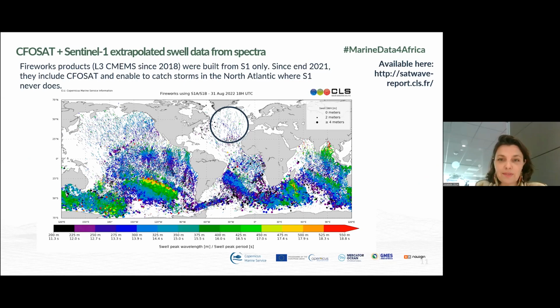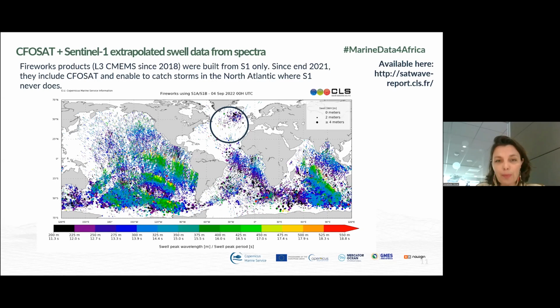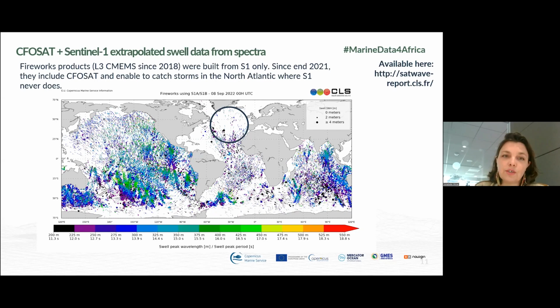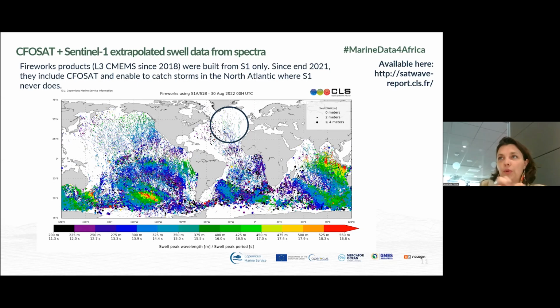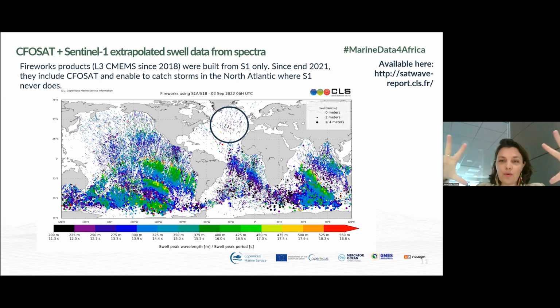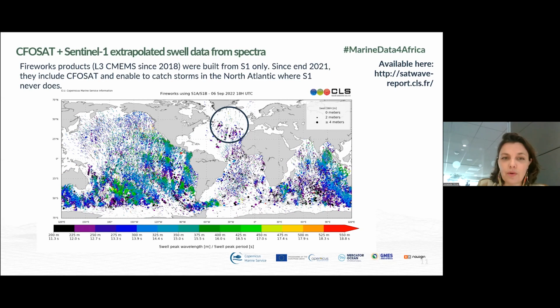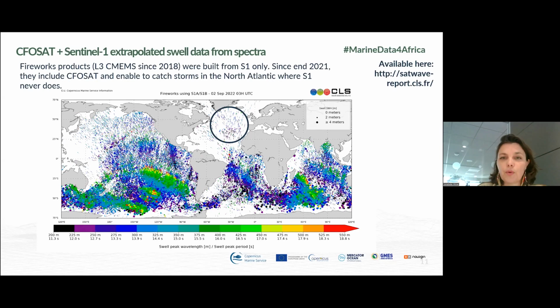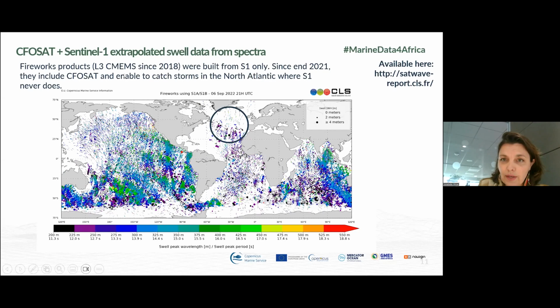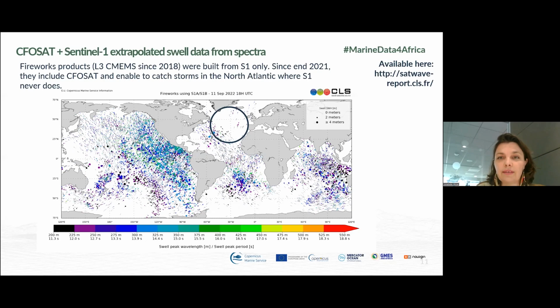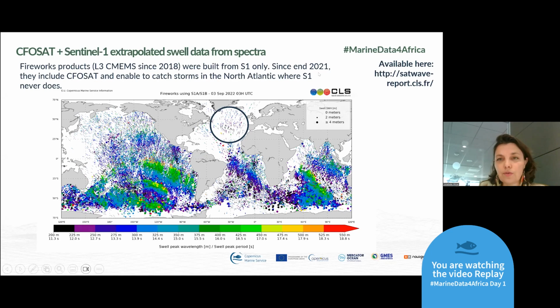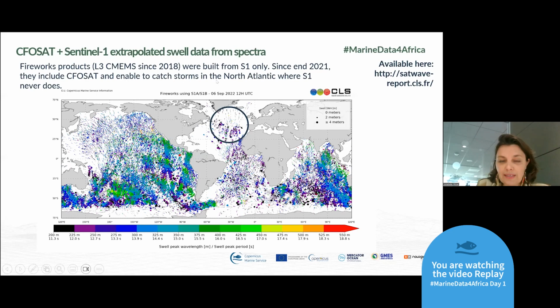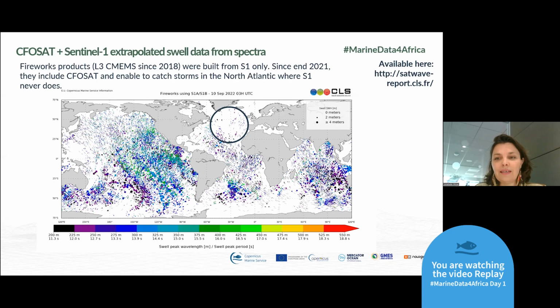And in the CMEMS catalog, you will have this information of swell propagated from the along-track data. When there is a storm somewhere, we know that it will activate spherical waves that will propagate across the oceans, with strengths and wavelengths that will vary in time. These are the L3 CMEMS products, and they are built with Sentinel-1 data, which is a SAR imaging data. And we also have, since 2 years, information from CFOSAT, which is a satellite dedicated to the observation of waves and more specifically of wave spectra.